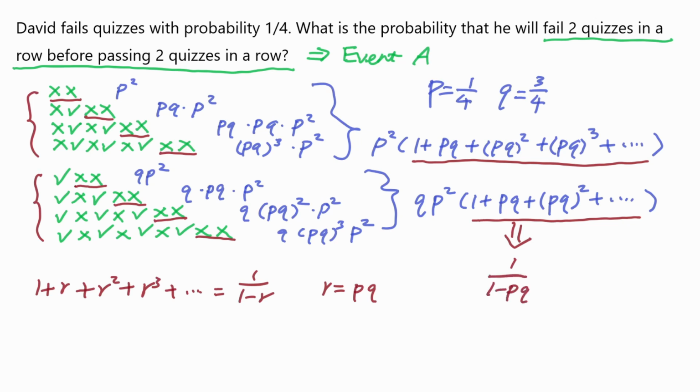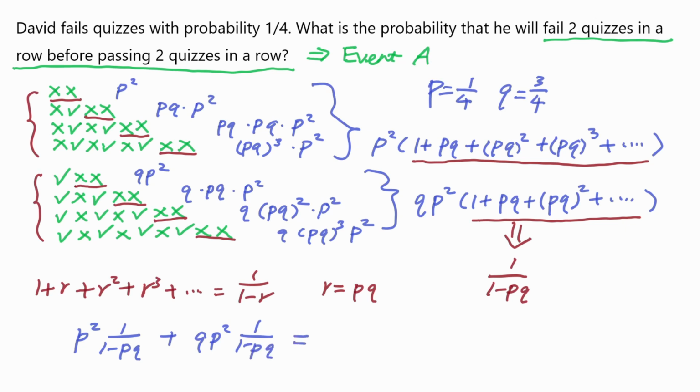If you write the whole thing together, it's going to be P squared times 1 over 1 minus PQ, plus Q P squared times 1 over 1 minus PQ.